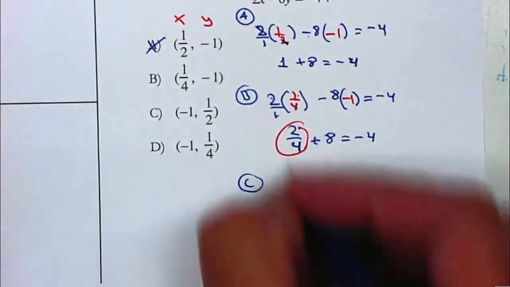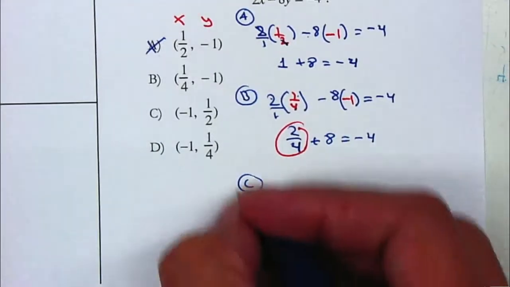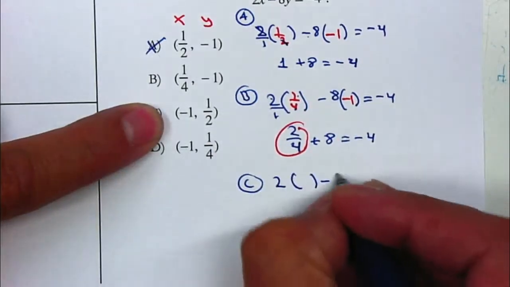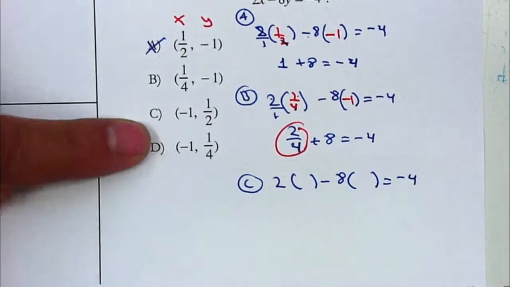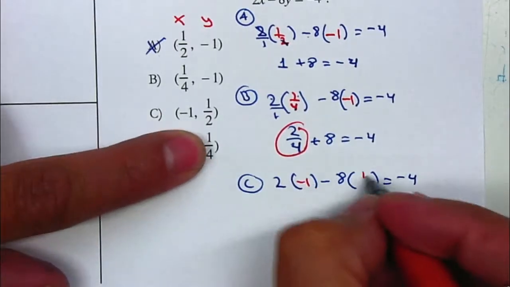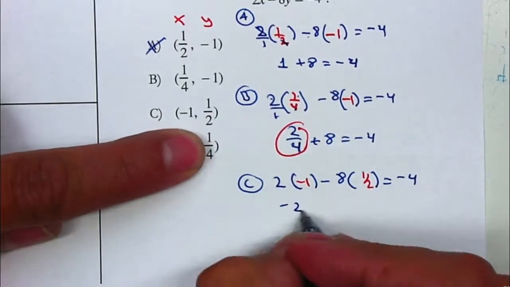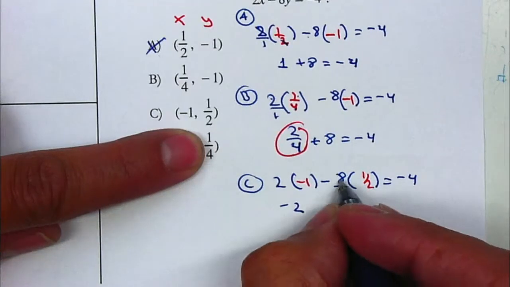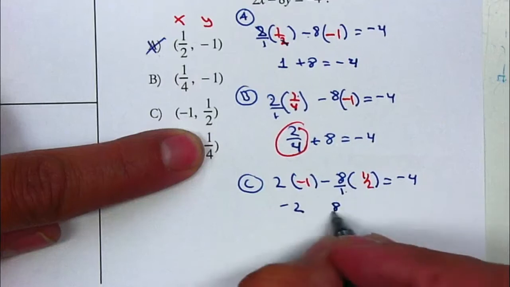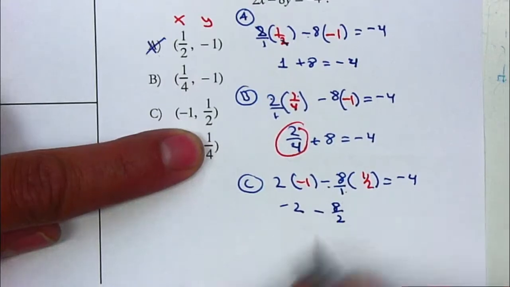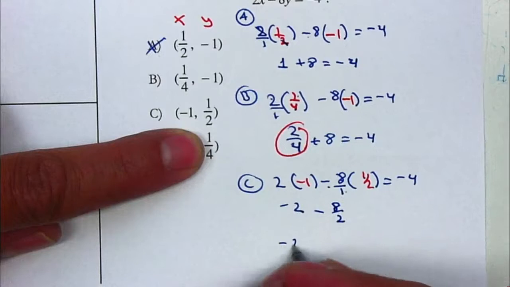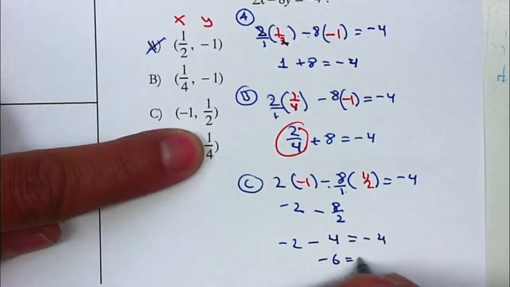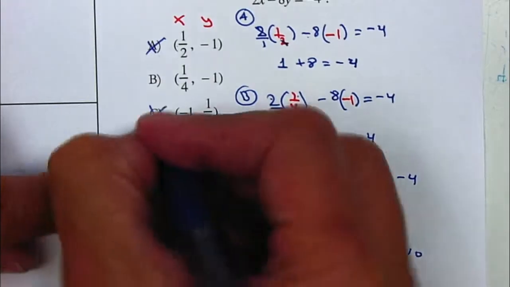Remember that it's important to organize your work, so just in case you make a mistake, you can easily go back and see if you can find it. Letter C. 2x minus 8y is equal to negative 4. So x is negative 1, y is 1/2. That gives me a negative 2. I'm going to place over 1. I can cross simplify if I want to, or I can multiply 8 times 1 is 8, 1 times 2 is 2. Negative times a positive is a negative. So it gives me negative 2 minus 4. Is that equal to negative 4? No. Does negative 6 equal negative 4? No. So C is not an answer.